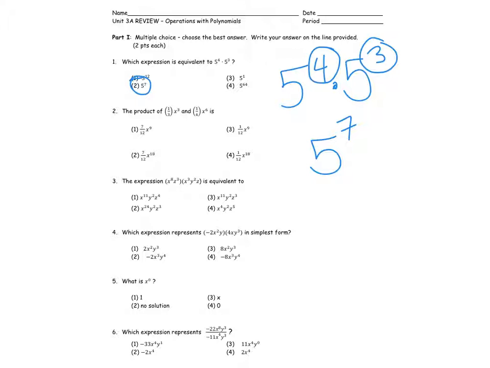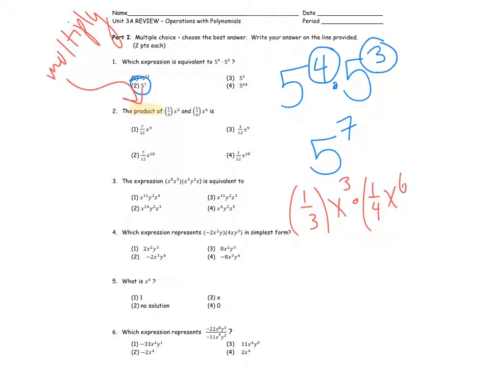Okay? If I look at question number 2, I have the product. Product, a very important word here. Okay, product means we have to, what is it? Multiply. Yes, very good. Okay, so product means multiply. So I'm multiplying 1 over 3 x to the 3rd times 1 over 4 x to the 6th. Okay. Well, I'm going to multiply my coefficients. Might as well just do that first.